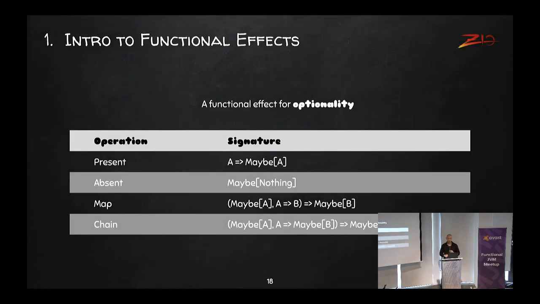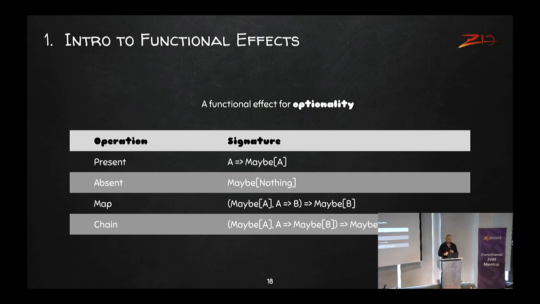We're going to need 4 different operations to completely describe this functional effect. One operation, which I'll call present, allows us to take an A and to stick it inside a Maybe of A. This is when we have something and we want to stick it inside the functional effect to represent the fact that it's there. Absent, on the other hand, is when we don't have anything, but we need to create a Maybe that has some type. We're going to use that operation when we don't have it, and we want to indicate we don't have a value of that type.